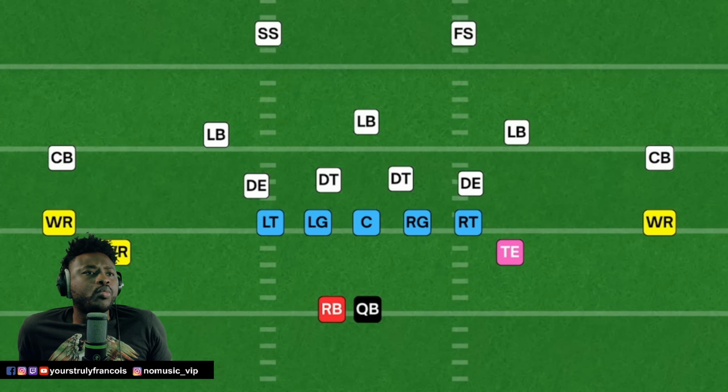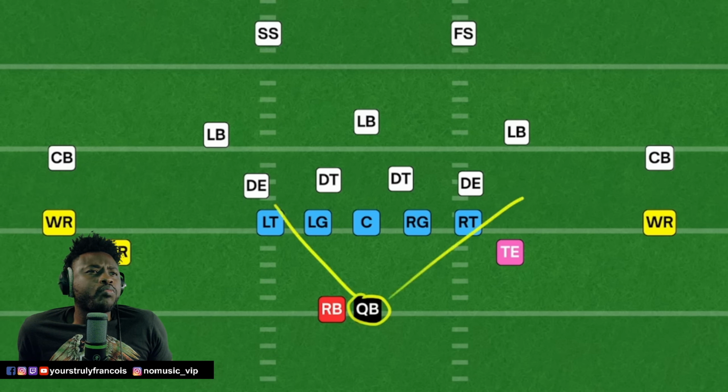He starts already in throwing position, no 7-step drop, no wasted time. He can see the entire field before the snap and identify where the defense is vulnerable. He has more time to throw because he's already set up in the pocket.